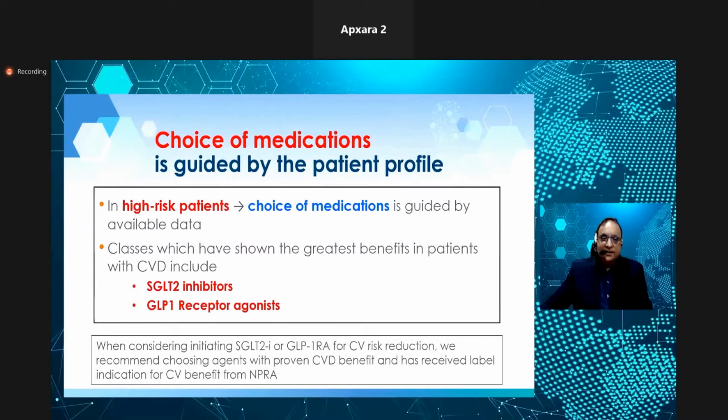So when you see these kinds of patients, the choice of medications is guided by patient profile. In high-risk patients, the choice of medications should be evidence-based. The classes which have shown the greatest benefits in patients with cardiovascular disease include SGLT2 inhibitors, as well as GLP-1 receptor agonists, or GLP-1 RA as they're going to be known. When considering initiation of SGLT2 inhibitors or GLP-1 RAs for CV risk reduction, we recommend choosing agents with proven CVD benefit. There are a few, as I'm going to show you. You should also make sure that they have received a labeled indication for CV benefit from our local NPRA.